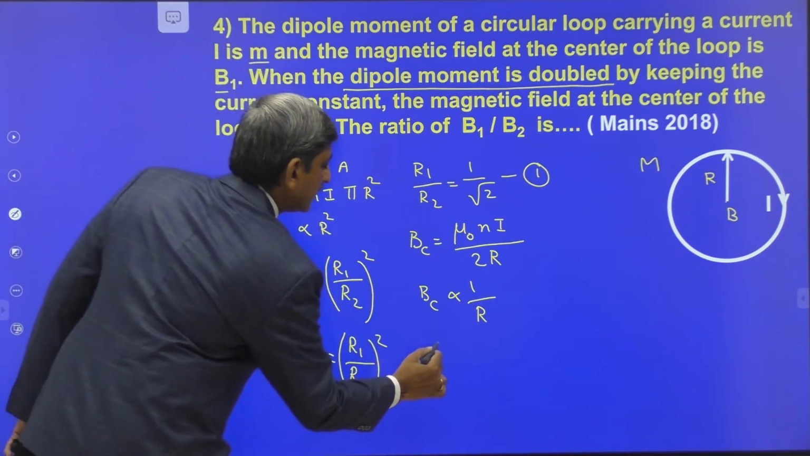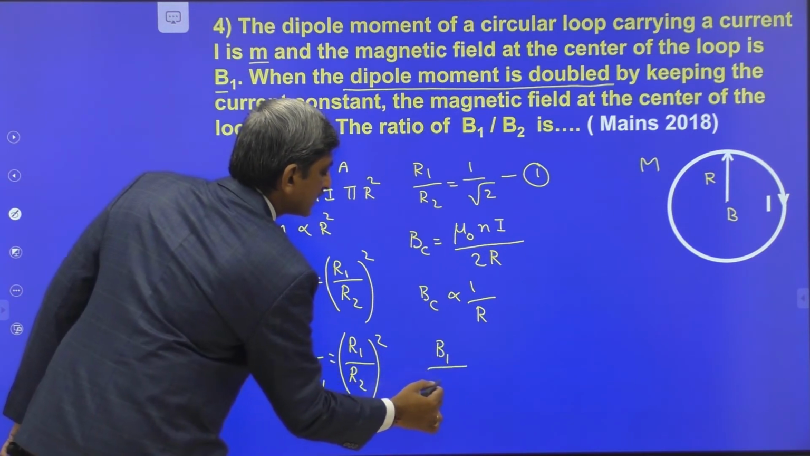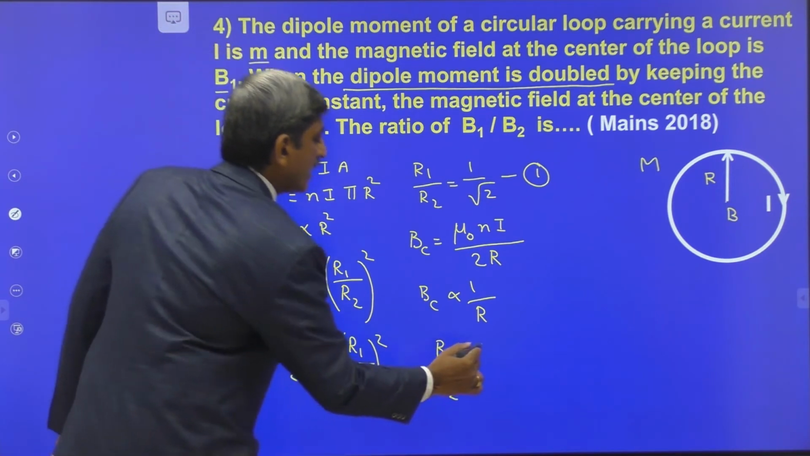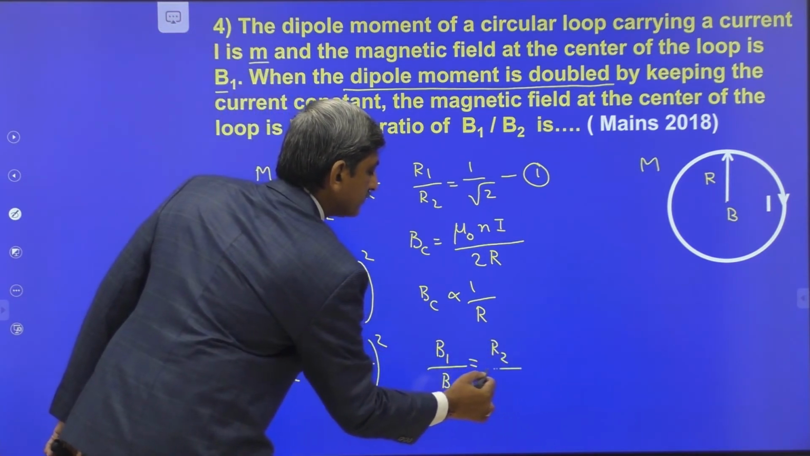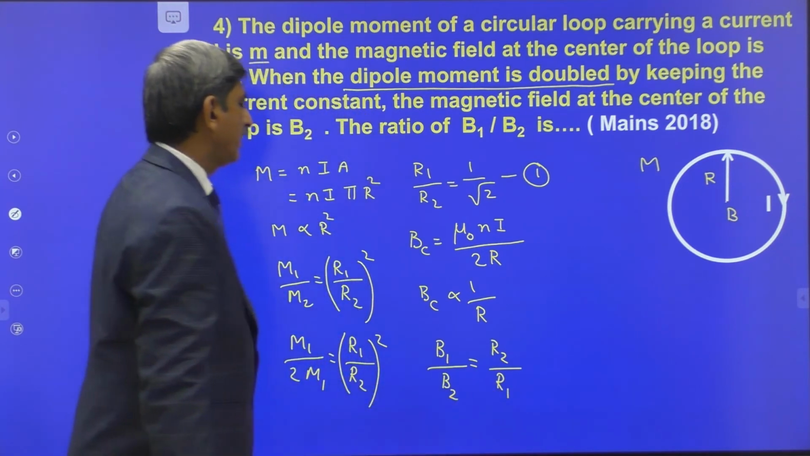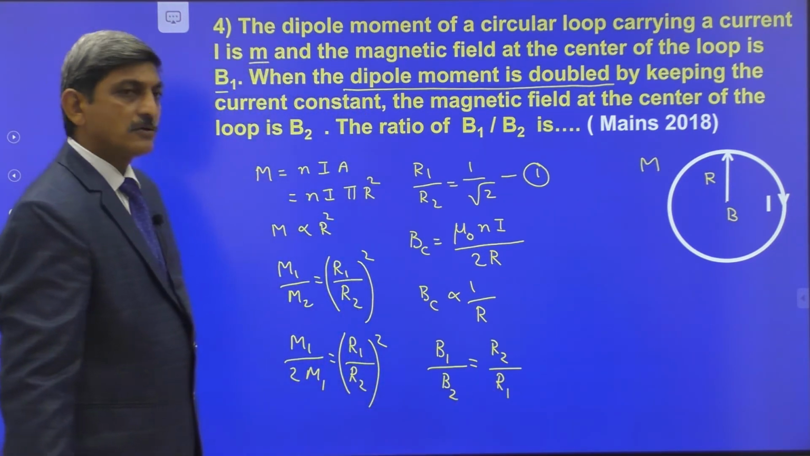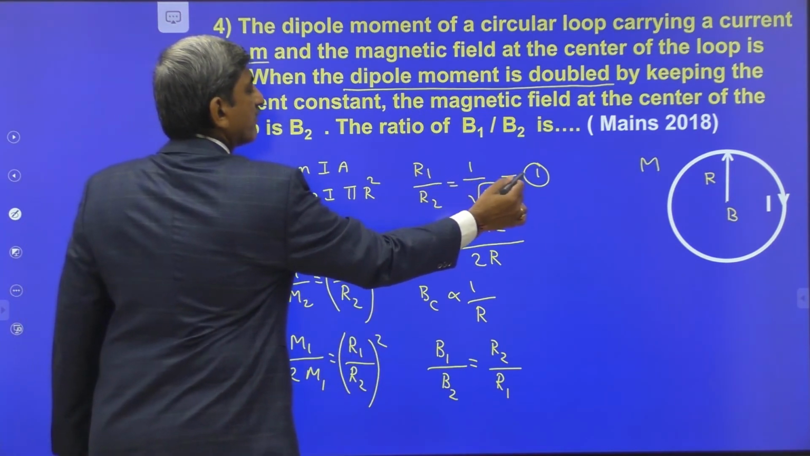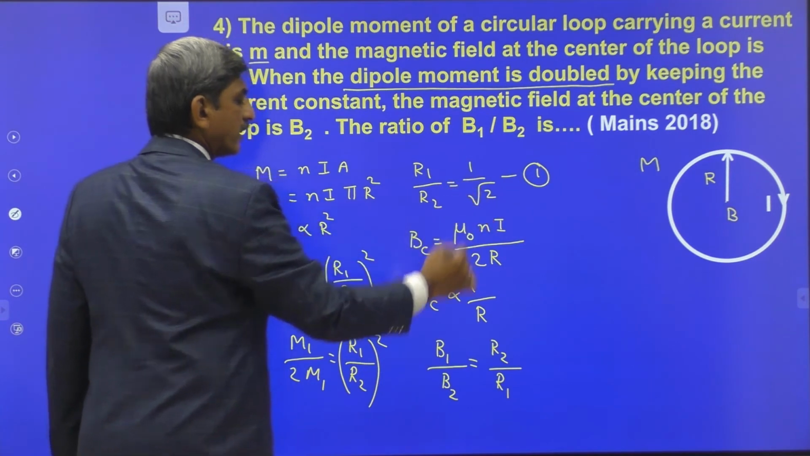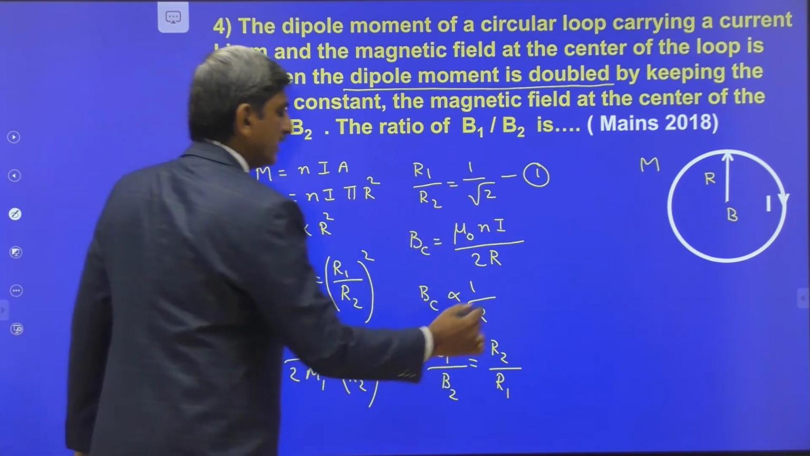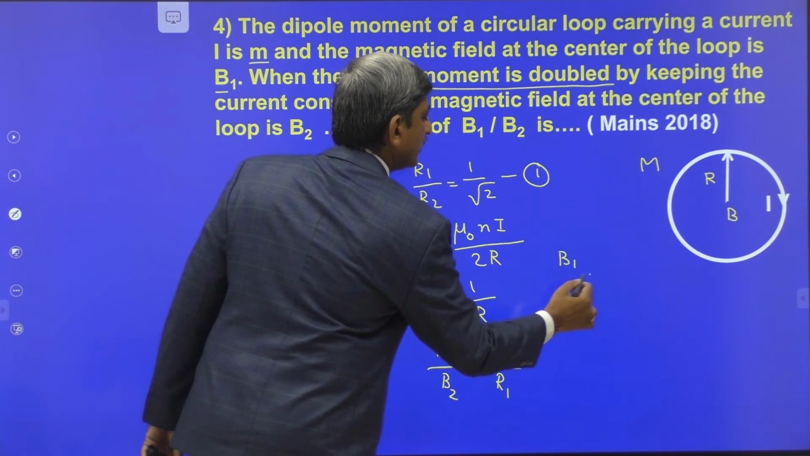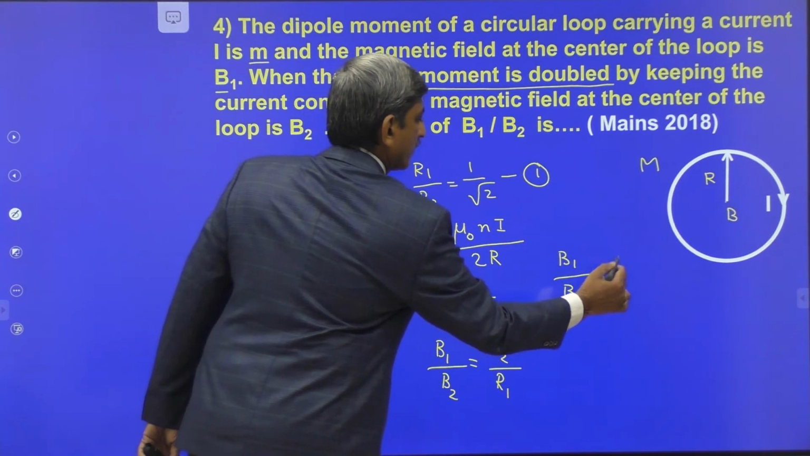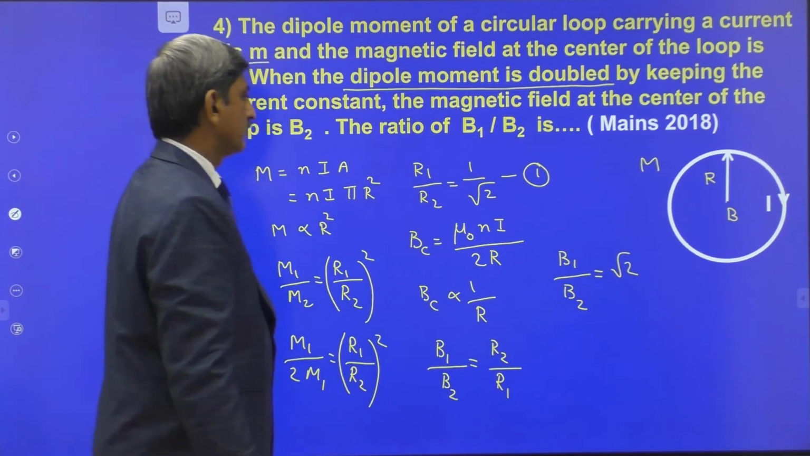From this we can write the ratio of the magnetic inductions at the center of the first coil to the second coil: B1 by B2 is equal to R2 by R1. Here already from equation number 1 we have R1 by R2 is equal to 1 by root 2. By substituting that value here we have B1 by B2 is equal to root 2.